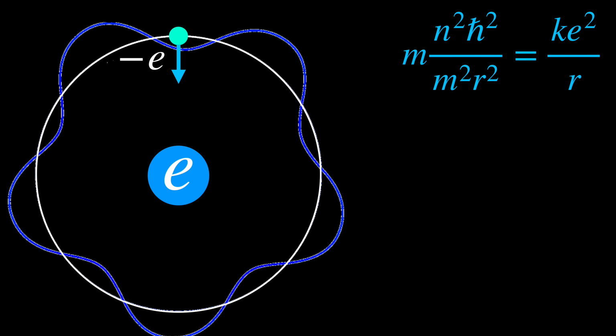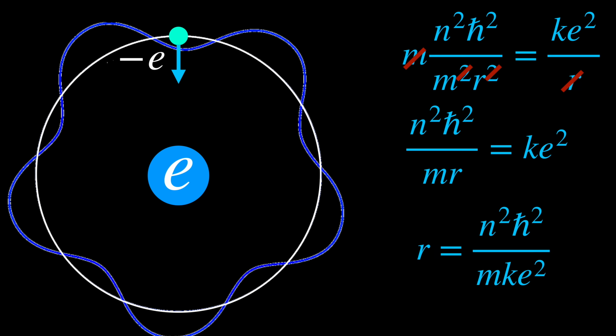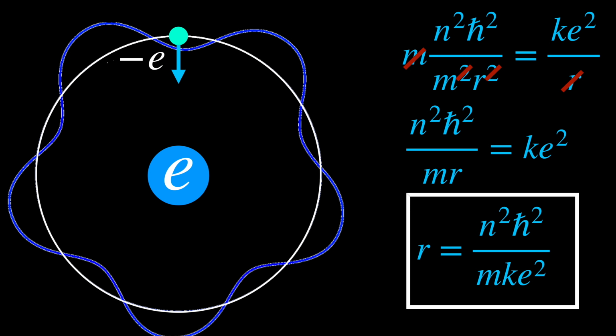So we can see that some m's cancel and r cancels on both sides, and now we can rearrange for r. As someone who prefers theory, I'm going to leave plugging in the numbers to you, but I'll let you know that you should end up with around 5.3 times 10 to the negative 11 as the radius of the hydrogen atom.